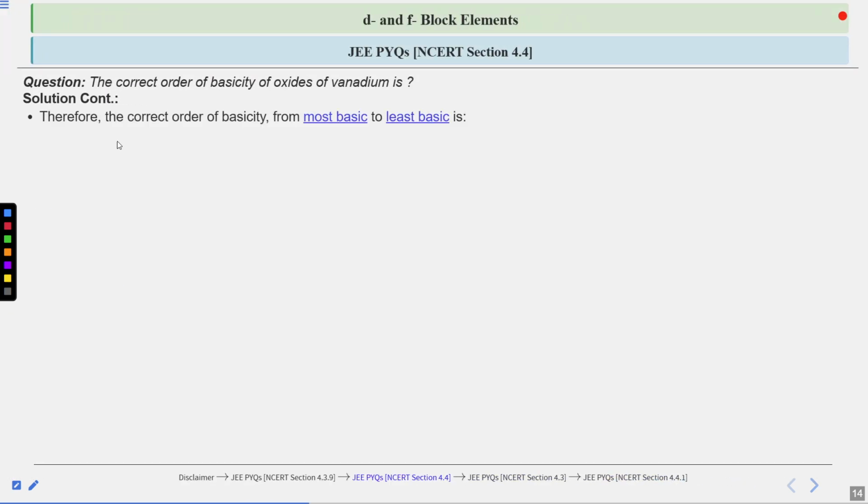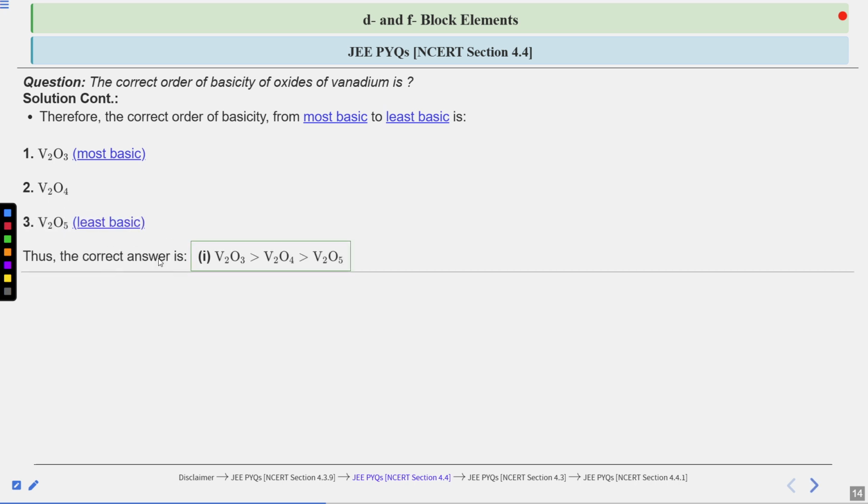Therefore, the correct order of basicity, from most basic to least basic: V2O3 will be most basic, then V2O4, and least basic will be V2O5. So the correct order is highest basicity in V2O3, then V2O4, and then V2O5. So option 1 is our correct answer.